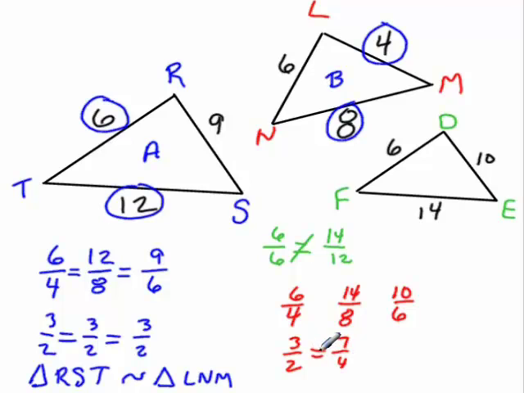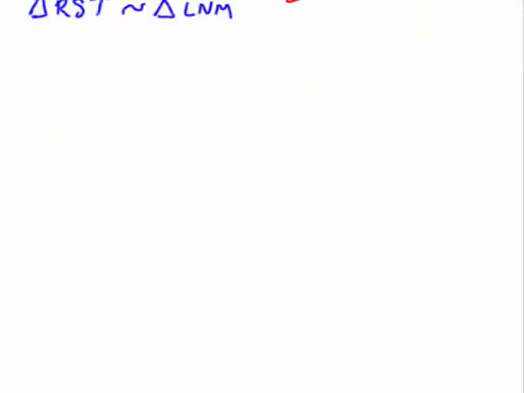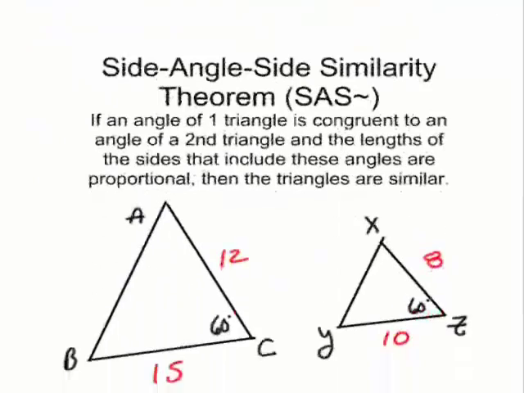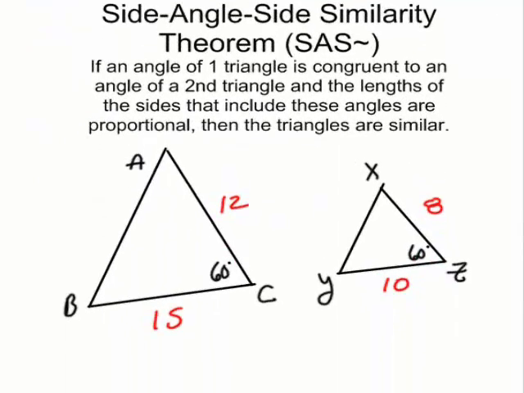Notice right there, we don't even have to check 10/6. We have found one set of non-proportional sides. Thus, we can conclude they are not proportional, or they are not similar. Only triangle RST is similar to triangle LNM. And we will look at the other theorem, side-angle-side similarity.